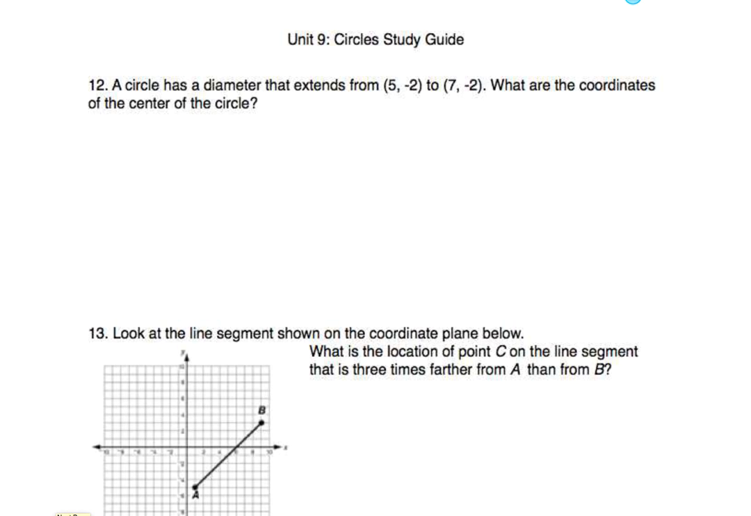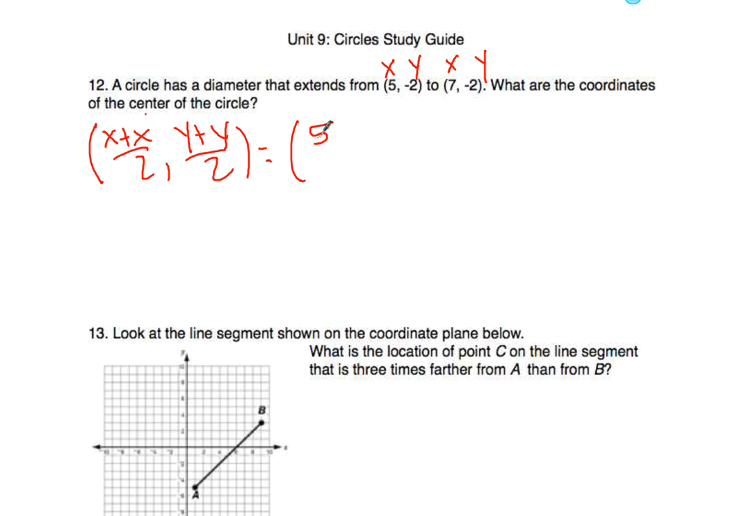12 says a circle has a diameter that extends from (5, -2) to (7, -2). What are the coordinates of the center of the circle? So anytime you're talking about the center, you're talking about the midpoint. So you'd have x plus x over 2 and then y plus y over 2. So your x's would be 5 and 7, your y's -2 and -2.